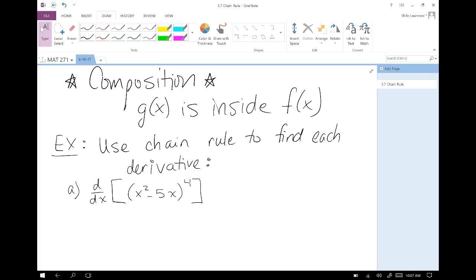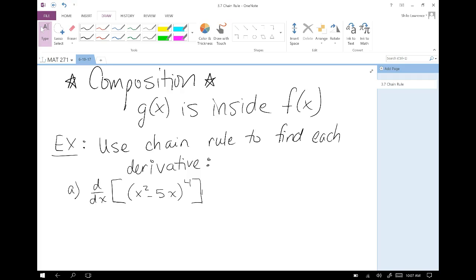So it's asking us to find the derivative for x squared minus 5x to the fourth power. So x squared minus 5x to the fourth power is a composite function. Inside the parentheses, we've got x squared minus 5x. We know how to find the derivative of that. That's just a polynomial that we would do power rule on each piece. But that's not the only thing there. We also have all of that stuff enclosed in a fourth power. So that's a composite function.